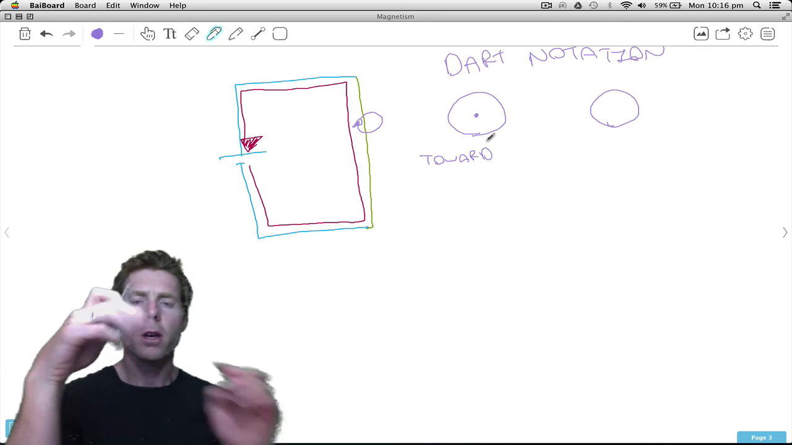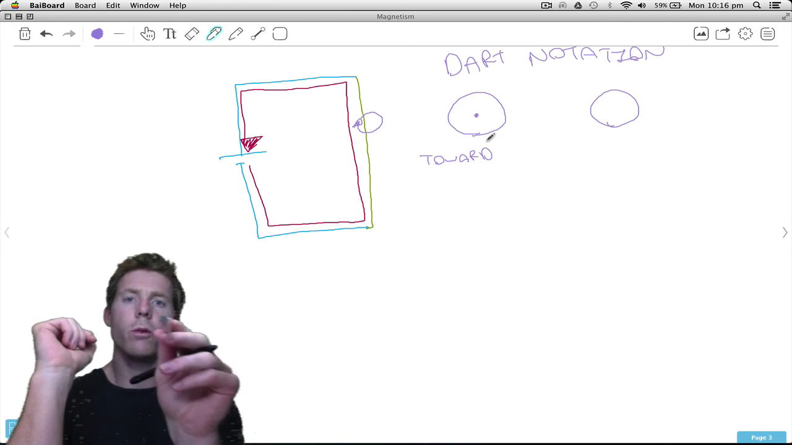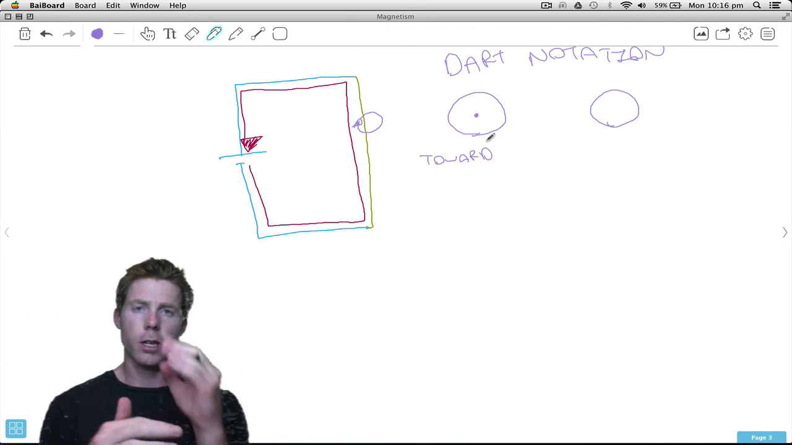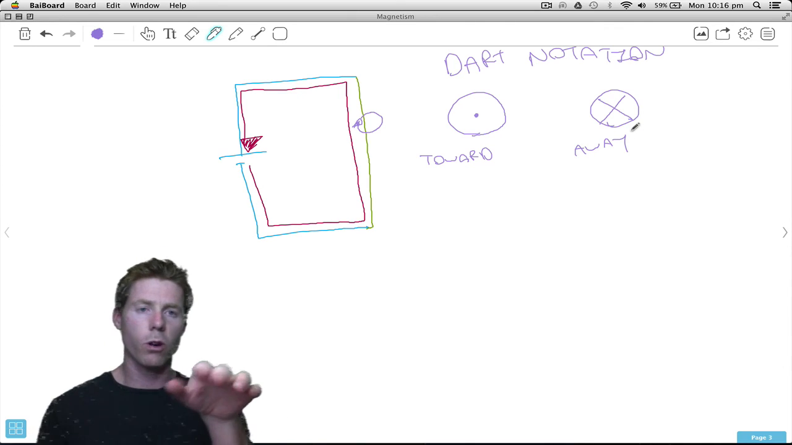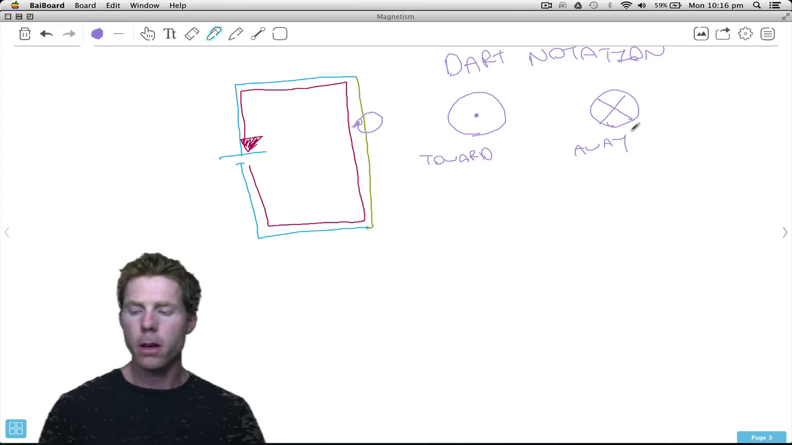I see the point. Now if I turn it the other way and I throw it towards the dartboard, I'm going to see the actual flights at the back. So I'm going to represent that as an X. So that is away. So if the electrons are traveling away from me through the wire, that's how I draw it. So let's apply Fleming's left-hand grasp rule.